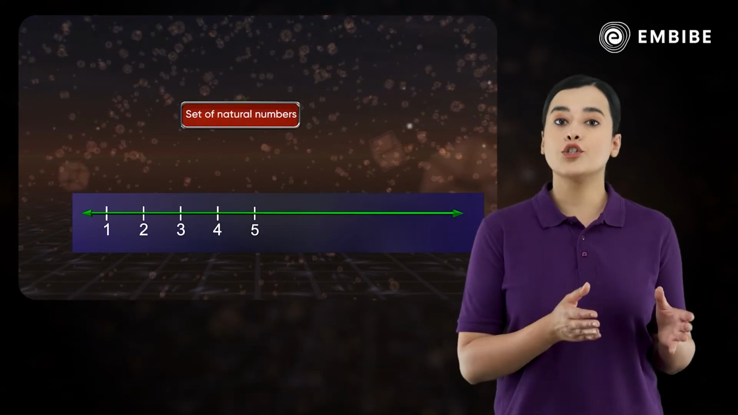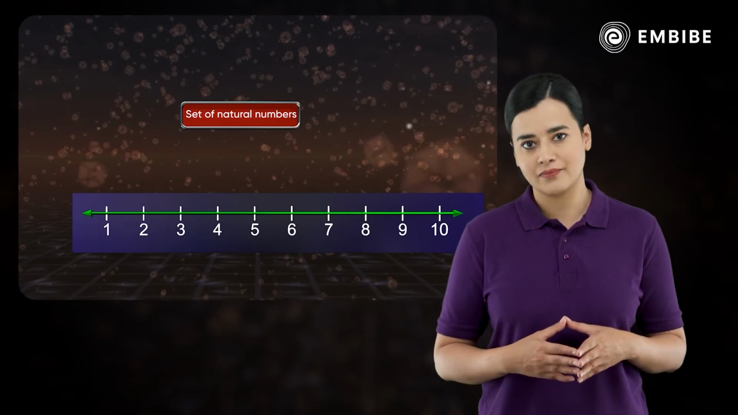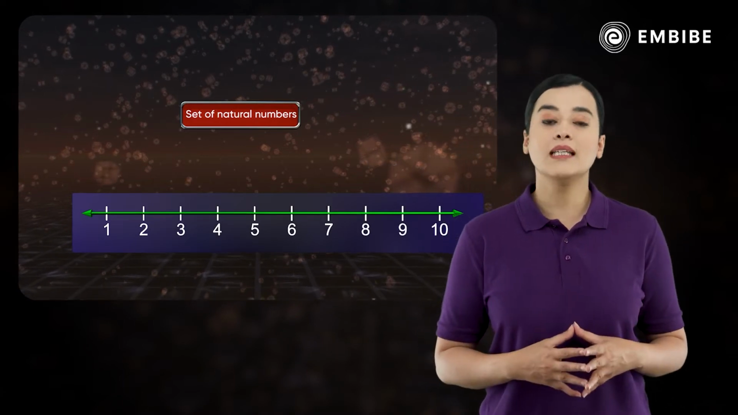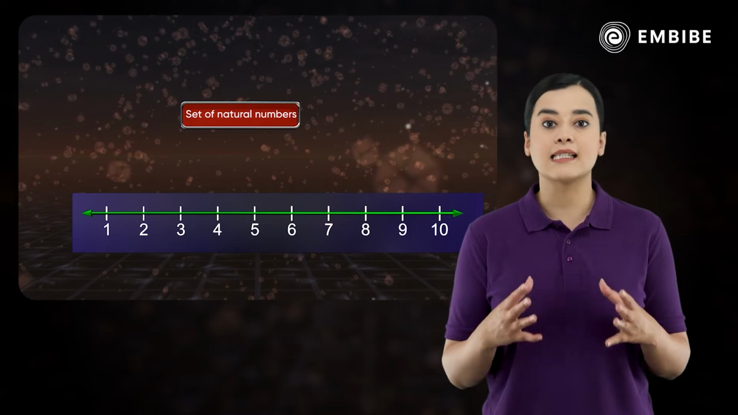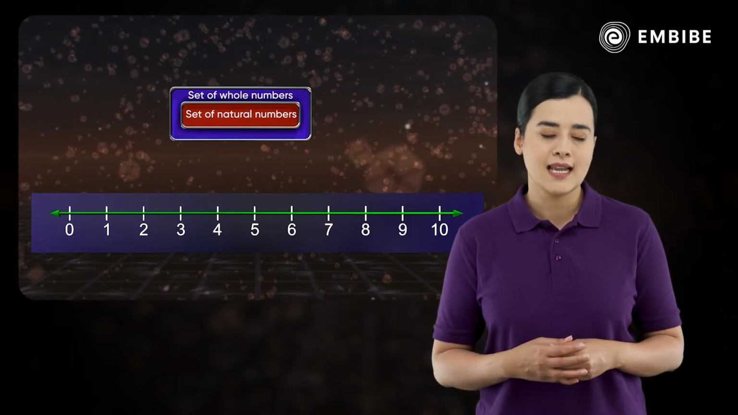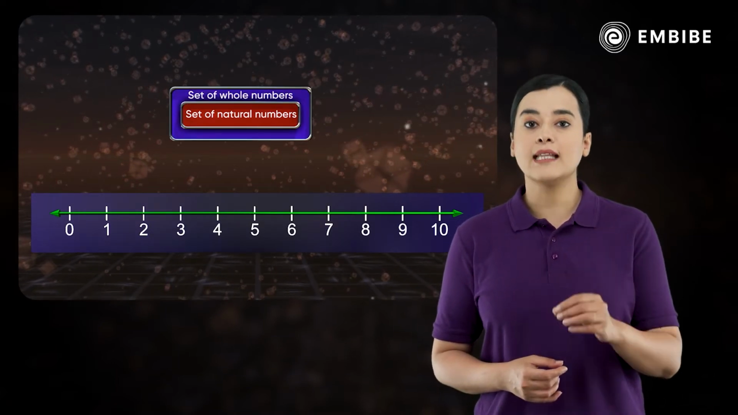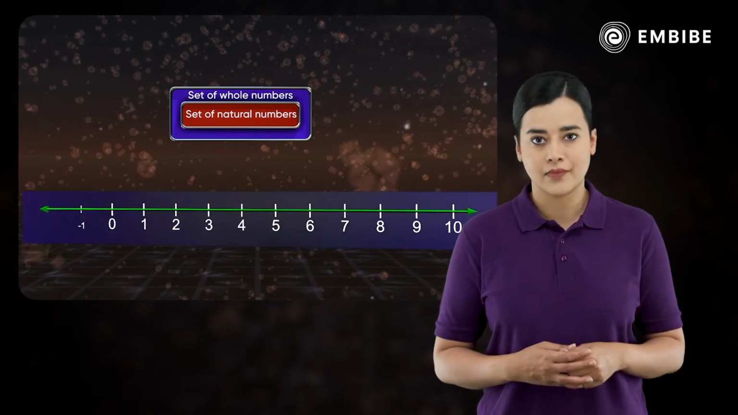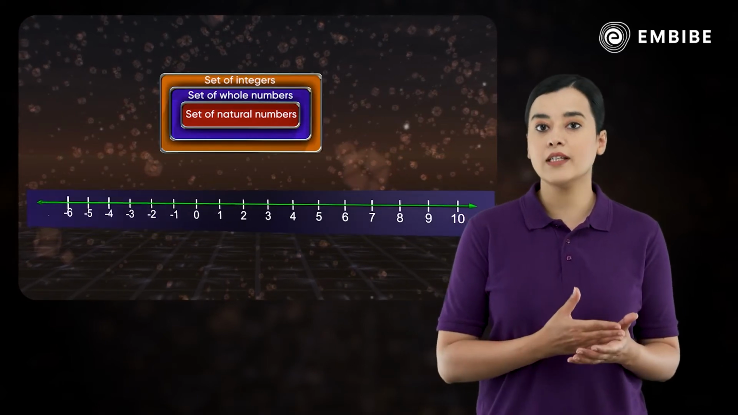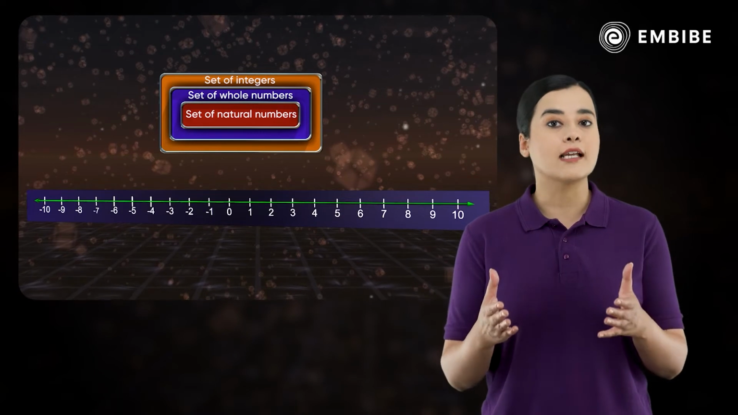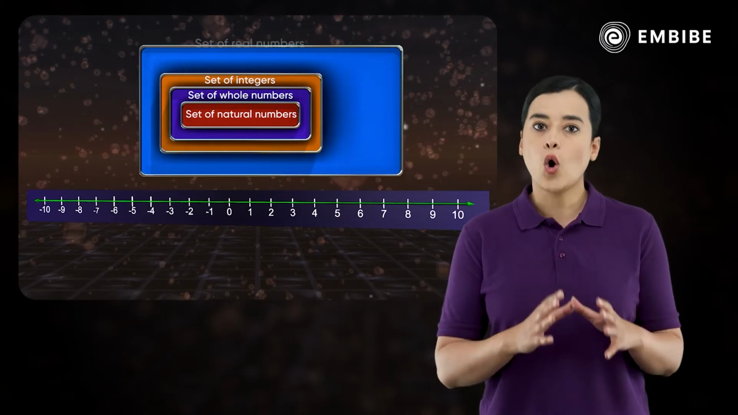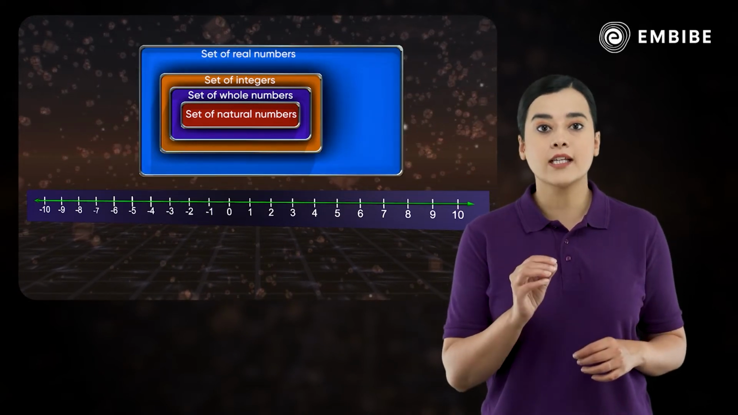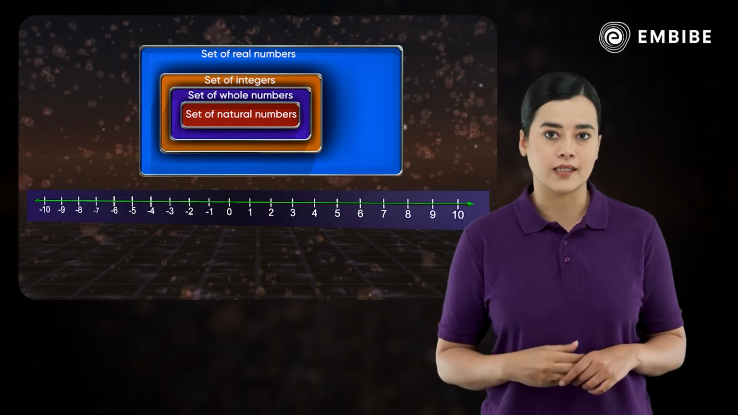Let us go back to the number sets we started with. You might be familiar with the number line representing the set of natural numbers. When we add 0 to it, we get the set of whole numbers. Now, if we add negative integers to it, we get the set of integers. All these sets are subsets of the set of real numbers.